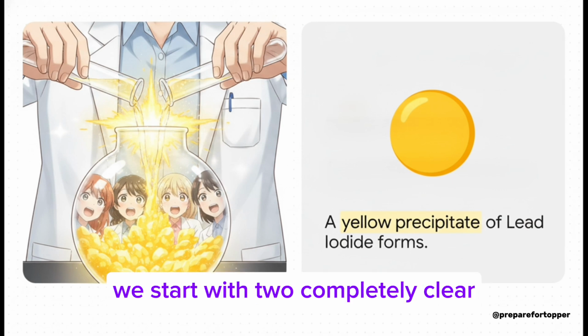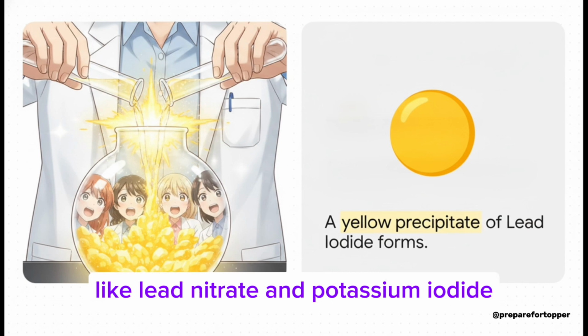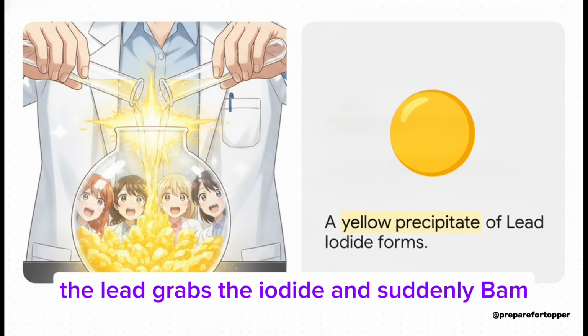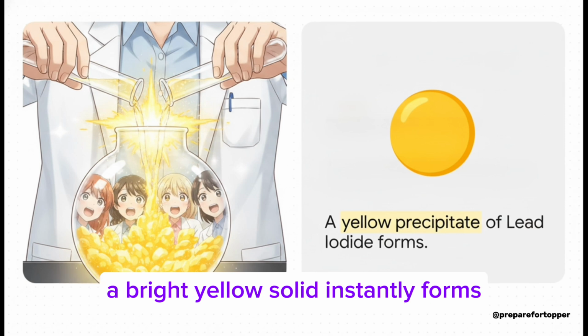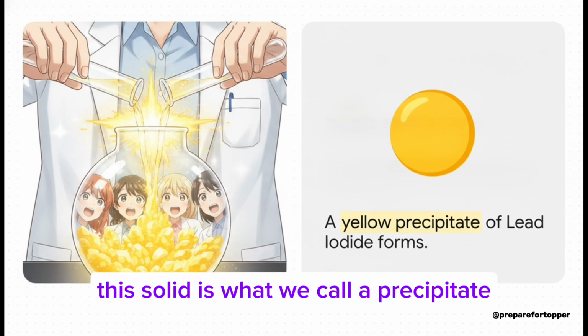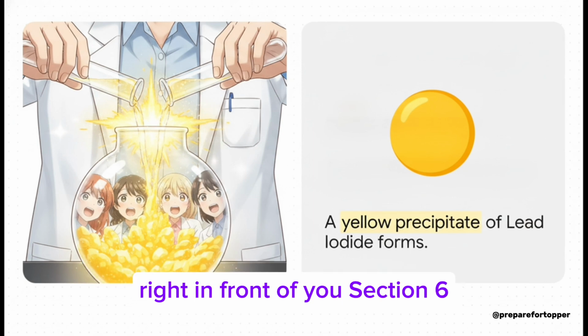In this type of reaction, we start with two completely clear, colorless liquids, like lead nitrate and potassium iodide. When you mix them, they don't just sit there. The ions seamlessly swap partners. The lead grabs the iodide, and suddenly, bam, a bright yellow solid instantly forms and just drops to the bottom of the beaker. This solid is what we call a precipitate. It's literal visual proof that a great exchange just happened right in front of you.